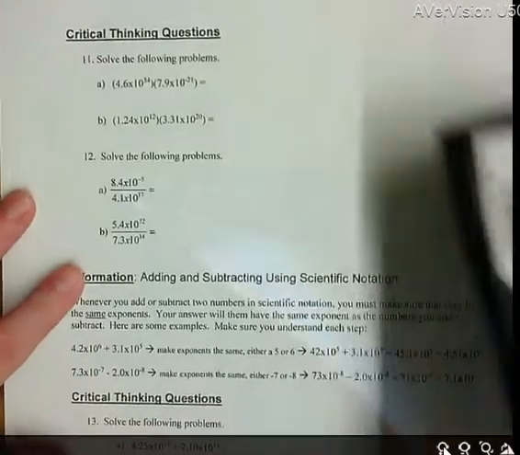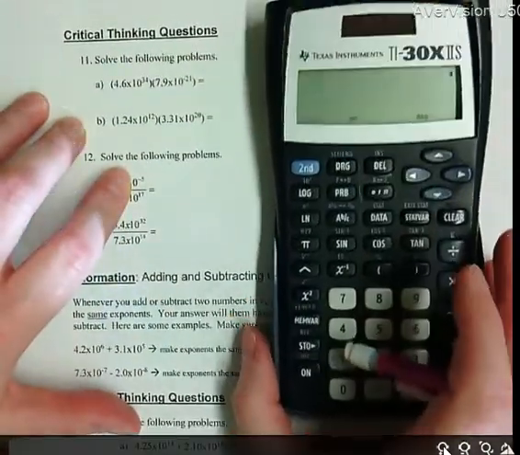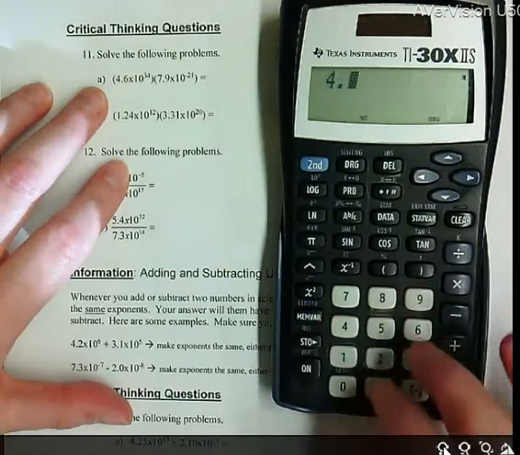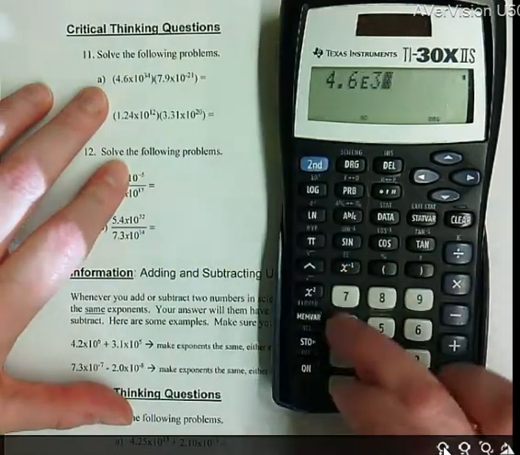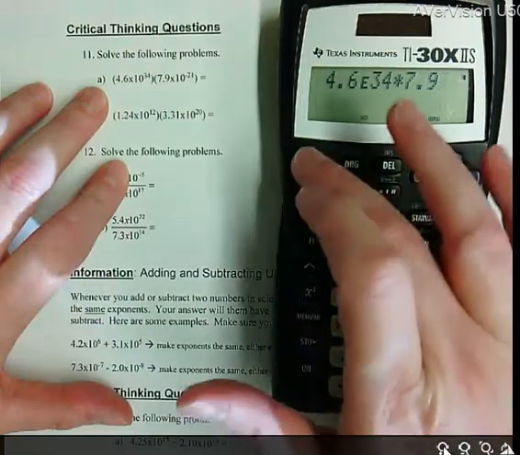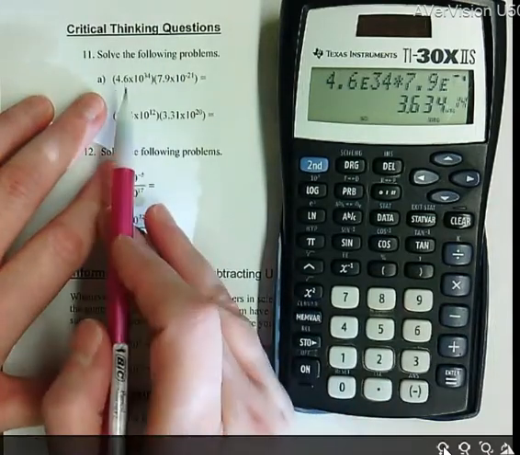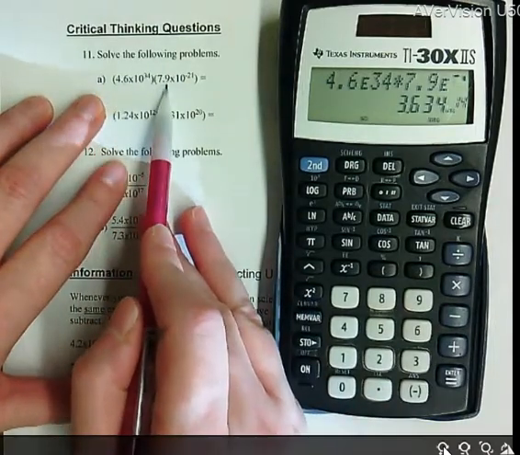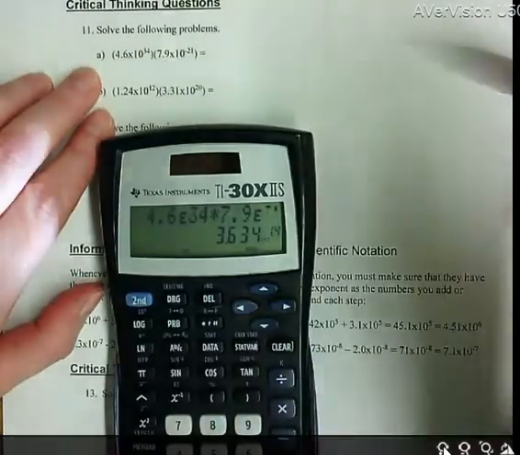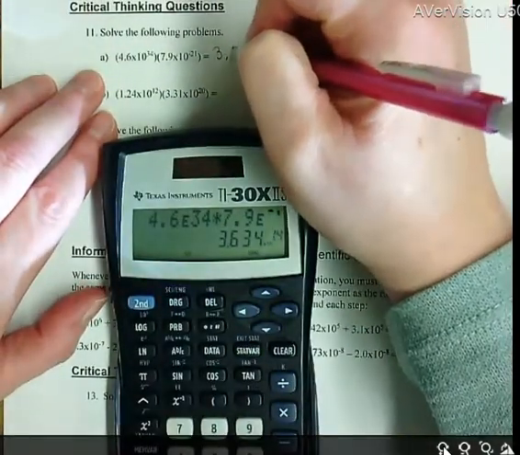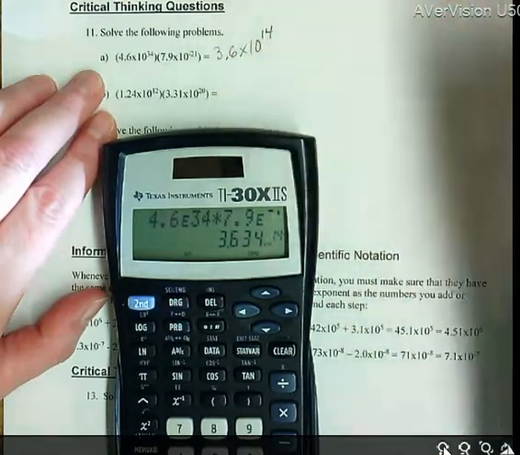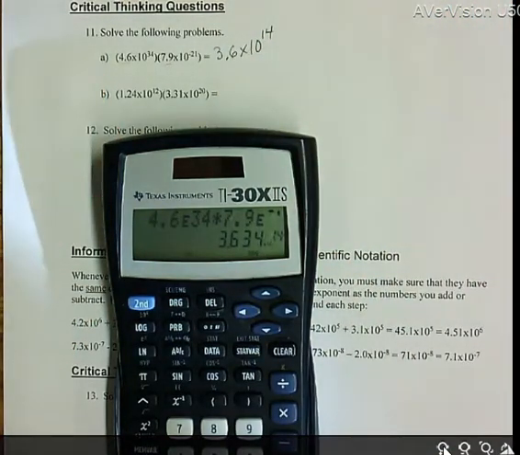So number 11 asks you to solve the following problem. So again, I'm just going to use the calculator. Right, so 4.6 E34 times 7.9 E negative 21. Okay, and right now, because this only has 2, I'm just going to use 2. So I get 3.6 times 10 to the 14th. Okay, we're going to talk about that here within the next week or so about significant figures. And realistically here, you should only use 2.